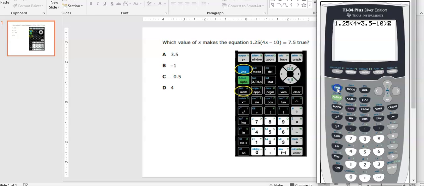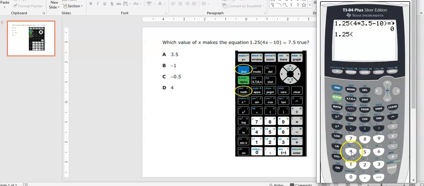So if you go second test, see how there's an equal sign? I'm testing to see if this side will equal that side. So I'm going to plug in a 7.5, hit enter. A 0 means false, and if it puts a 1 there, it means true. All right, so that was not true. So here I go again. I'm going to try the next one.